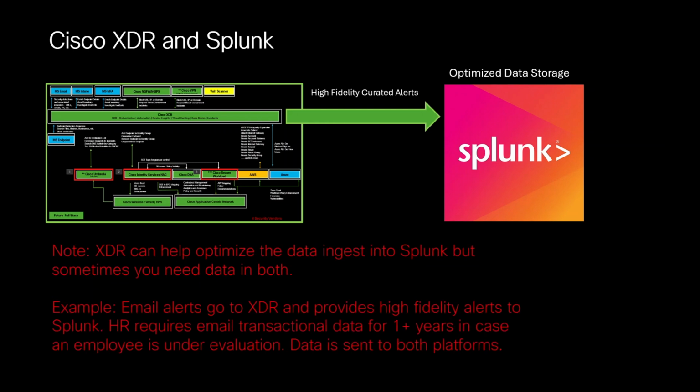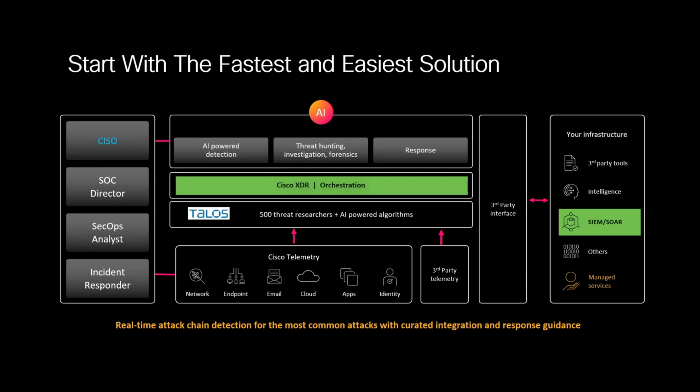Now, there's going to be nuance in that. So what is that nuance? Well, XDR certainly helps optimize the data ingest into Splunk or any other SIEM, but sometimes you need data in both. A perfect example of this is an email alert goes to XDR and provides high fidelity alerts to Splunk. HR requires email transactional data for 1+ years in case an employee is under evaluation. So in this case, you can't just send the high fidelity alerts because they're not looking for an alert. Maybe they're looking at emails to a certain individual that's been happening over the last year or 2 years or 3 years, and they're building a case for potential dismissal of an employee. So that's where you're going to send data from your email security device into XDR and into Splunk. Now, Splunk has other ways to optimize the data sets that you're leveraging for real-time queries and move things to cold storage so you can reduce the cost.